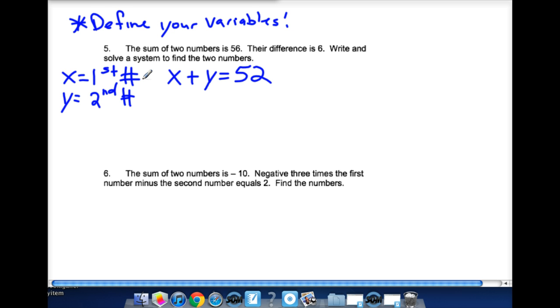Their difference is 6. What did I write, 52? Thank you, Nico. My bad, guys. I was looking at the 2. 56. Sonaro, what's the second equation?